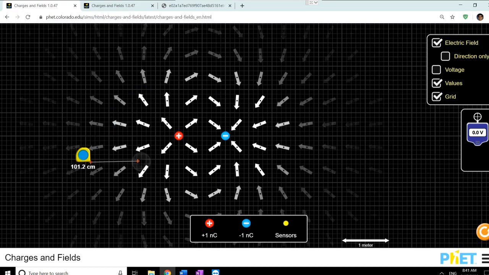Oh no, it's too hard. I can't do it with my touch. But anyway, okay, so yeah, it's about 100 centimeters. Boom. All right, and finally, you're using the sensor, the yellow dot. The yellow dot will give you the value of the electric field. Boom. And it shows you the direction too. Whoa. Okay. And notice the units are slightly different. It says V over M.